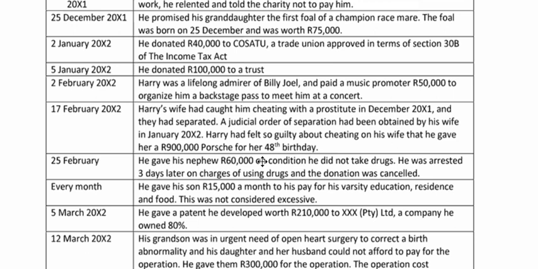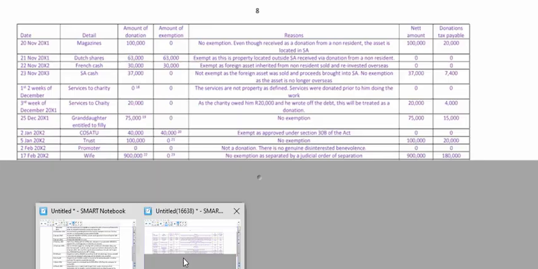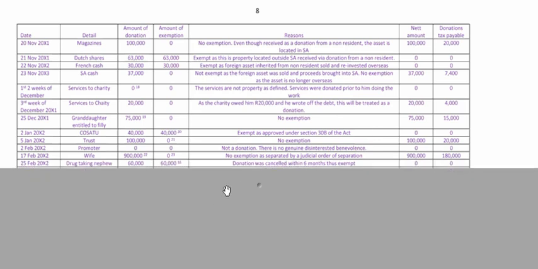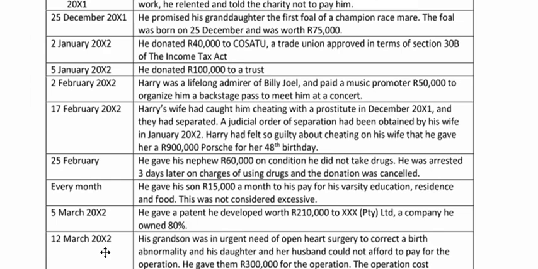Says he gave his nephew 60,000 on condition he did not take drugs. He was arrested 3 days later on charges of using drugs and the donation was cancelled. If you cancel a donation within 6 months, it's exempt. So 60,000 in, 60,000 exempt. Donation was cancelled within 6 months.